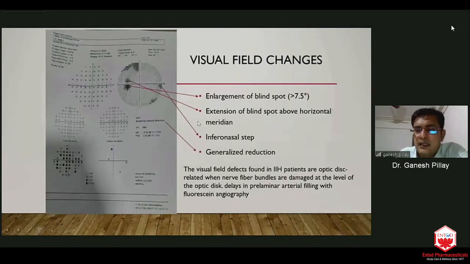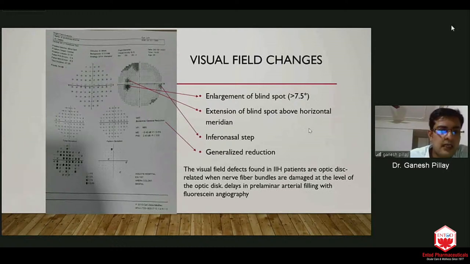So the visual field change which we look for is enlargement of the blind spot. The blind spot is basically 7.5 degrees in size, and it is around 1.5 degrees below the horizontal meridian. Now we can see the extension of the blind spot over the horizontal meridian. Inferonasal step is another characteristic feature which we can see in HVF, and generalized reduction is also noted sometimes. The visual field defects found in IIH are basically optic disc related, where nerve fiber bundles are damaged at the level of the optic disc.